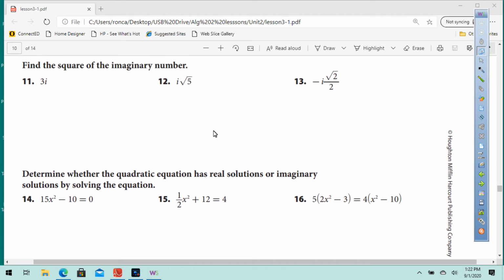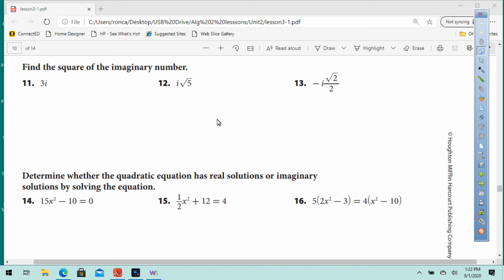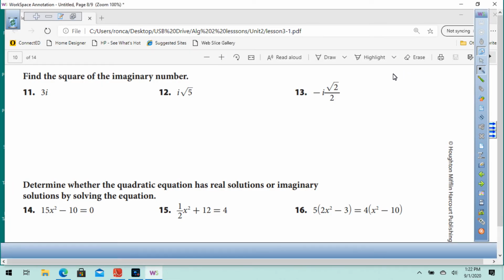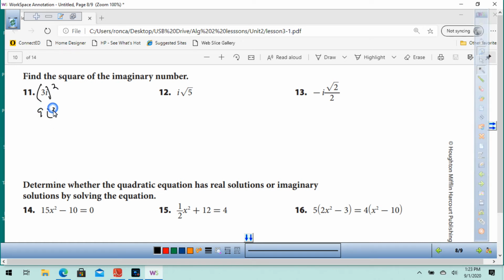Oh, yes. There we go. Find the square of the imaginary number. Now it's a party. We're gonna work with imaginary numbers. You're used to playing with your imaginary friend. Now we're gonna play with imaginary numbers. It says find the square. So we're going to square 3i. That's going to give us 9i squared. Hold on a second. i squared is -1, so that's going to be times -1 or -9.